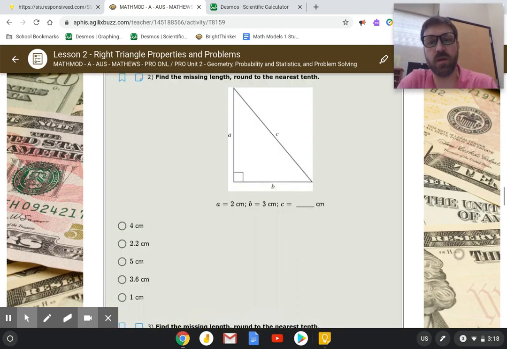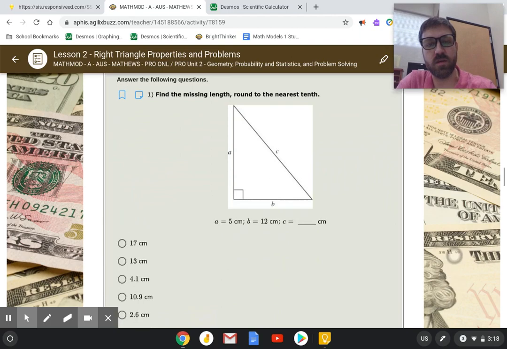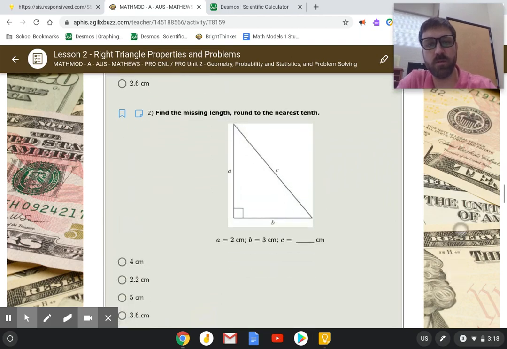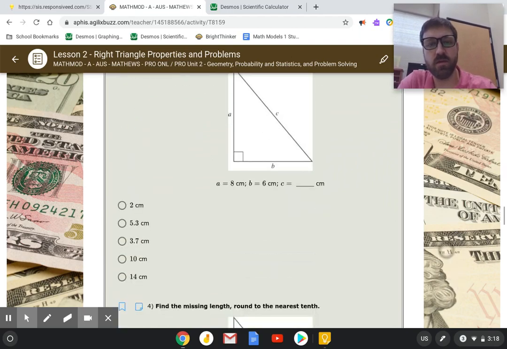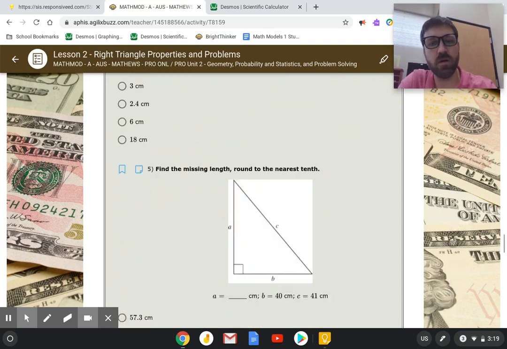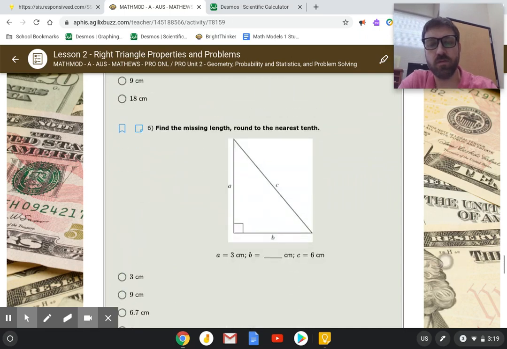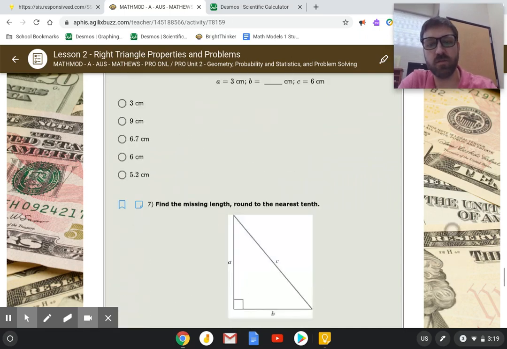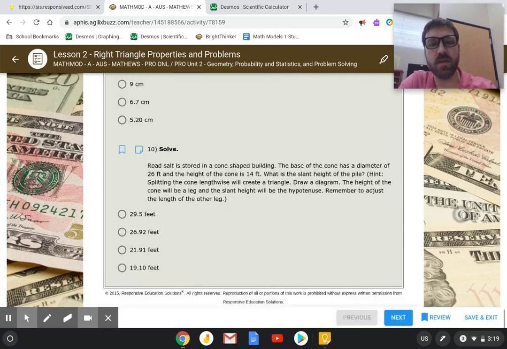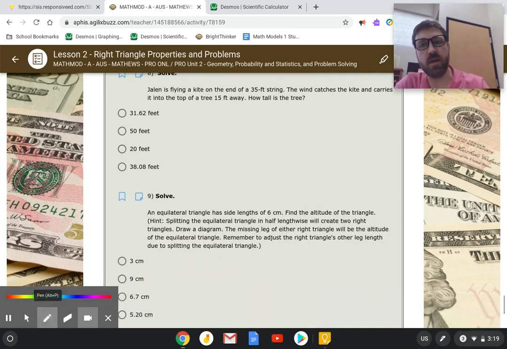So I'll just kind of run us through a few of these. Number 1, we're looking for C. We're given A and B. Number 2, we're looking for C again. Number 3, looking for C. 4, okay, number 5, now I'm looking for A. So you'll subtract. Number 6, looking for B. Number 7, looking for A. And then we have a few word problems. I'm going to get you started on these by drawing some diagrams.